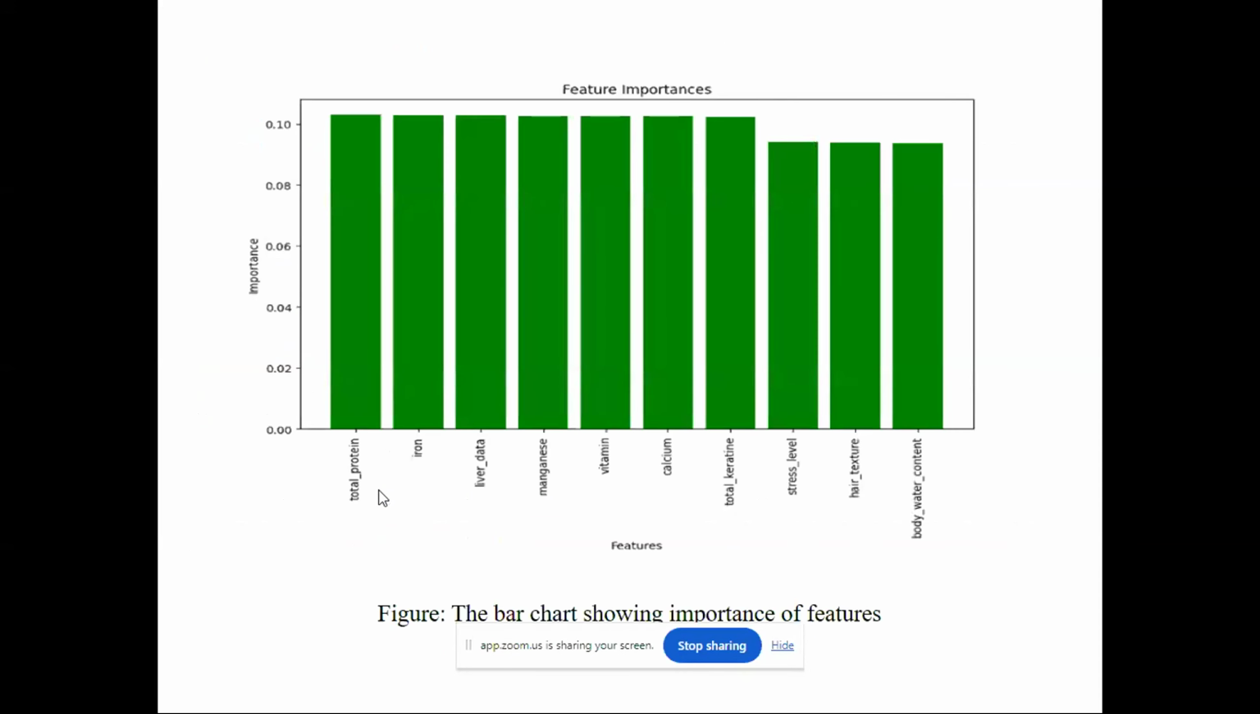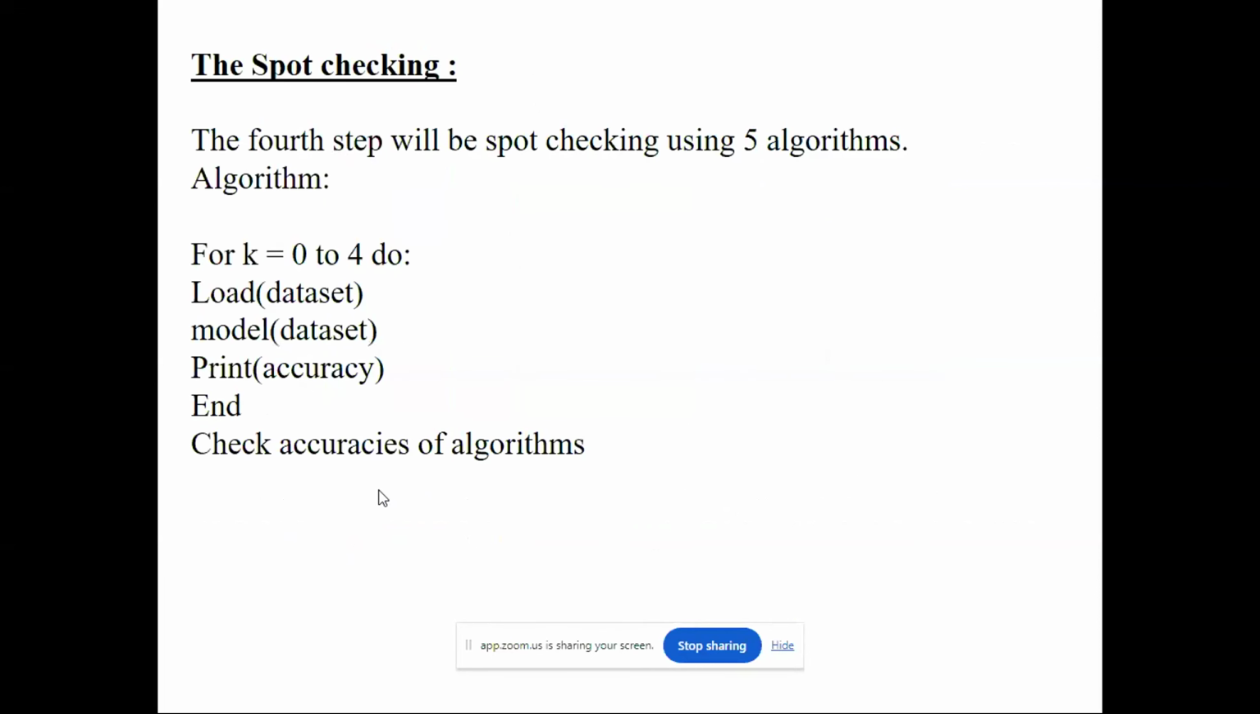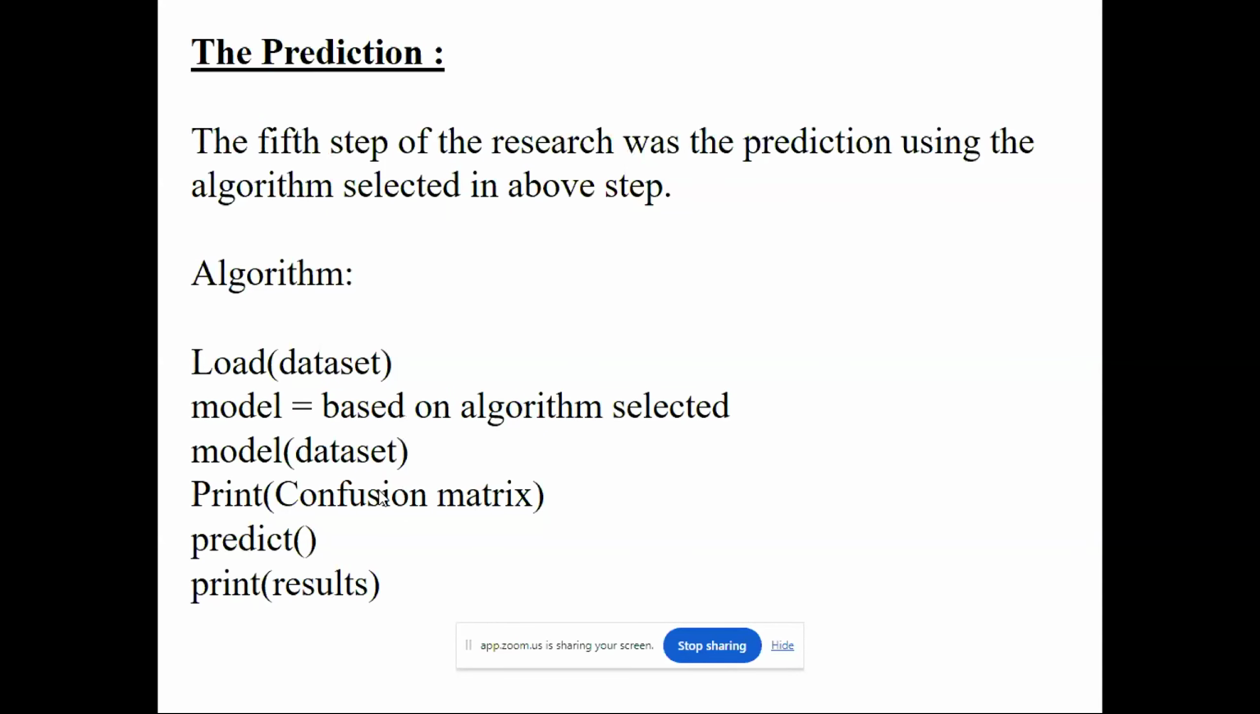This bar chart shows the importance of various features. The total protein feature has the highest importance in the data set, followed by iron, then the liver data, followed by other data. After this, we used the spot checking step, in which we used 5 algorithms like SVM, KNN, logistic regression, and 2 other algorithms, and checked how accurate and efficient they were. SVM came out to be the best algorithm, and it was used in the final prediction step.